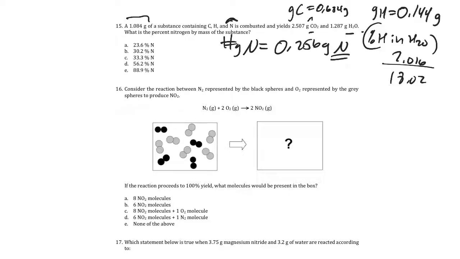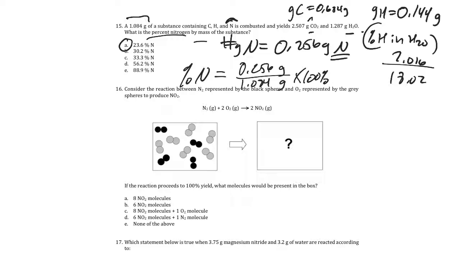Now notice the problem's not asking for the empirical formula, it's asking for the percent N by mass of the substance. Percent N would just be the grams of N divided by the total sample mass times 100%. So make sure to look for what the problem's actually asking to see what it is we need to do. We actually don't need to go to an empirical formula, we're just giving the percent N here, so it'll be 0.256 divided by 1.084 times 100%, so that's 23.6%.